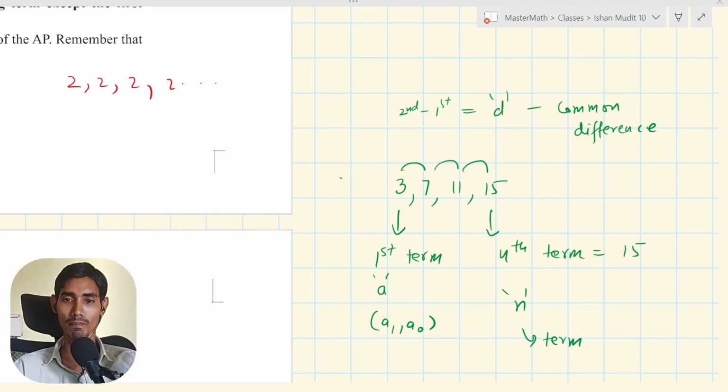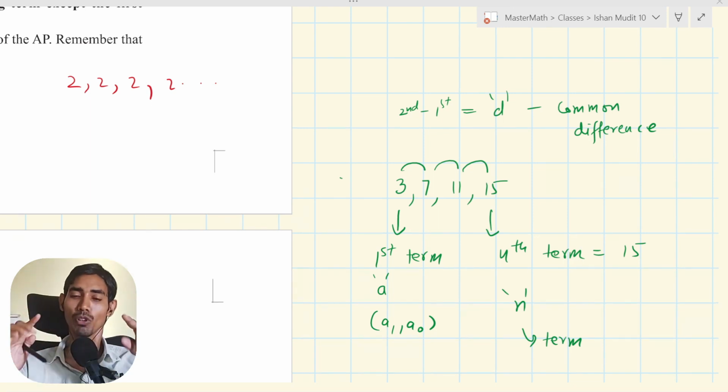Ishan, is that okay? All right. So the terms are different from the position.